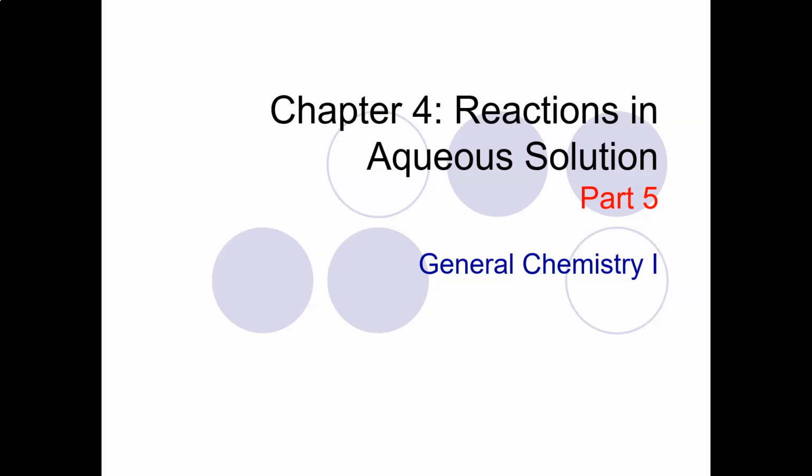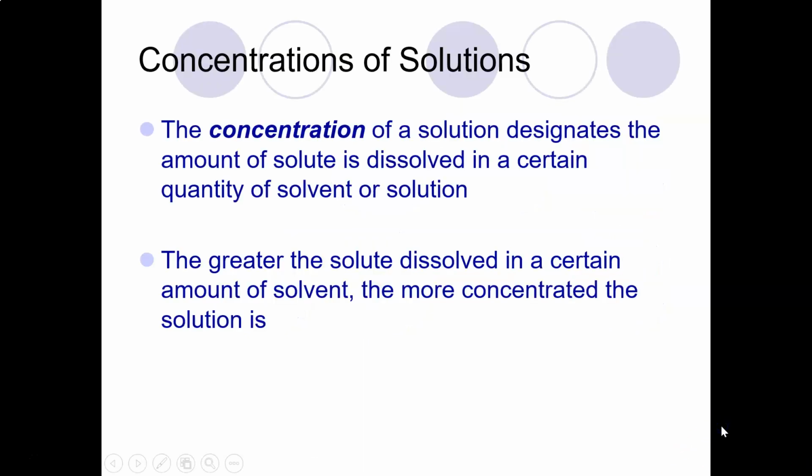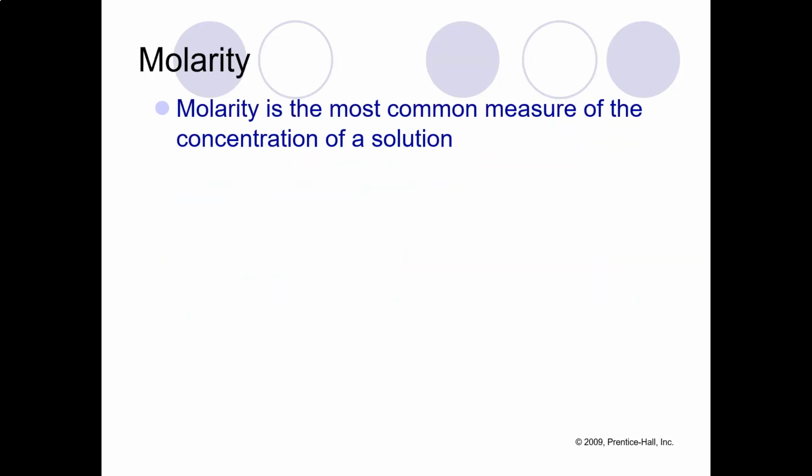Okay, so we're going to start looking at the numbers part of concentration. So again, the concentration is just looking at the amount of solute there is in the solution. The more solute, the more concentrated it is, the higher the number is going to be. The more dilute it is, the lower the number. So our unit that we're going to focus on is molarity. It's the most common unit we use as chemists.